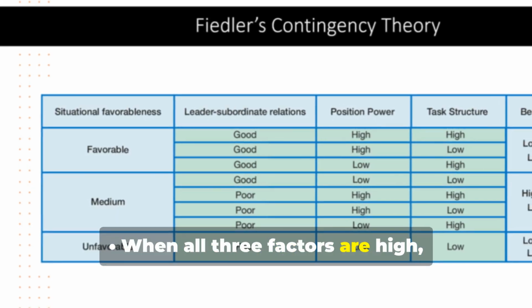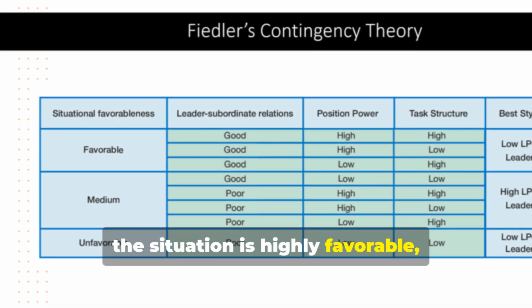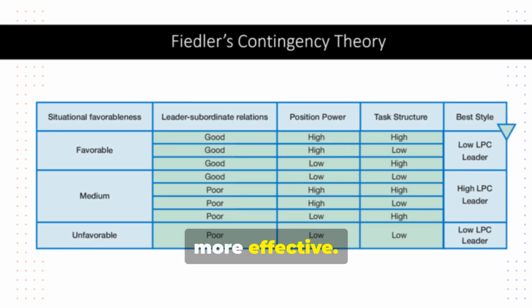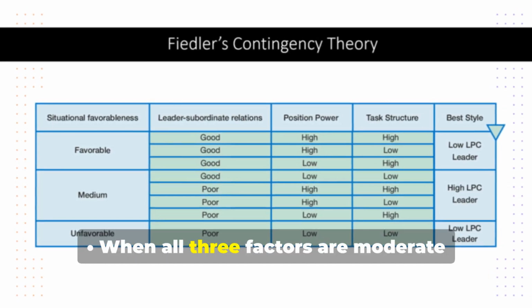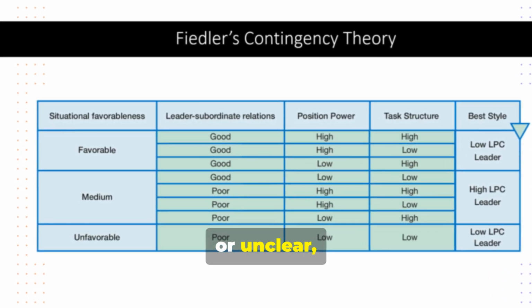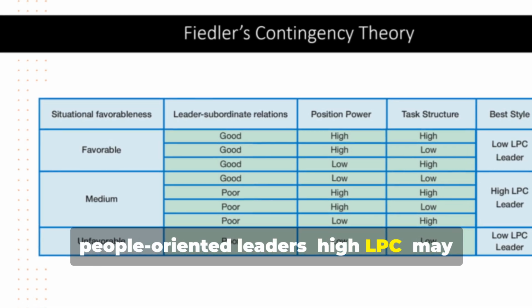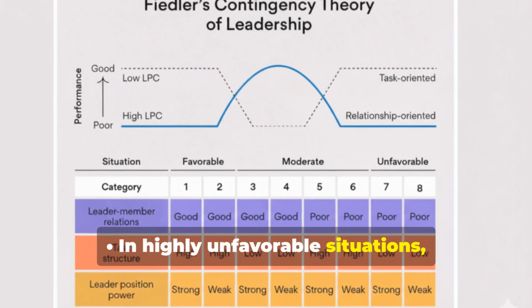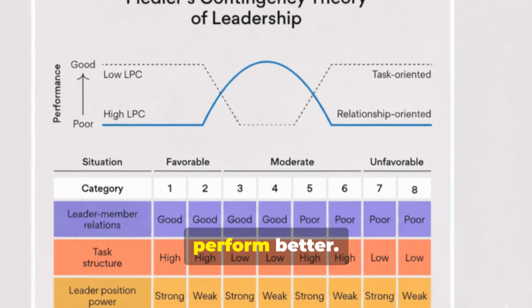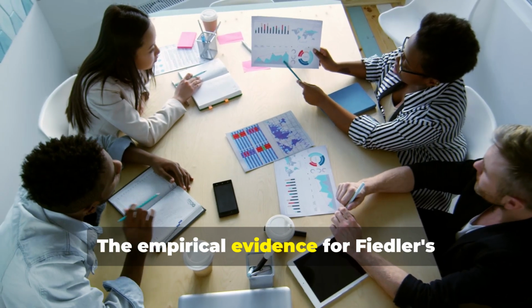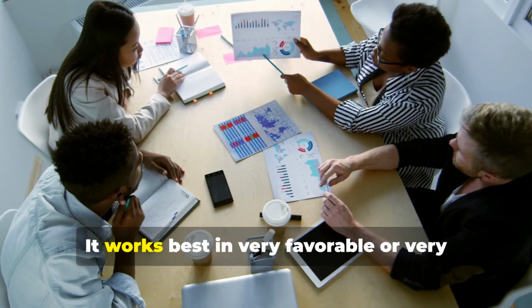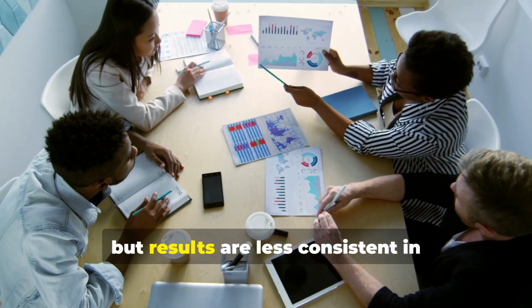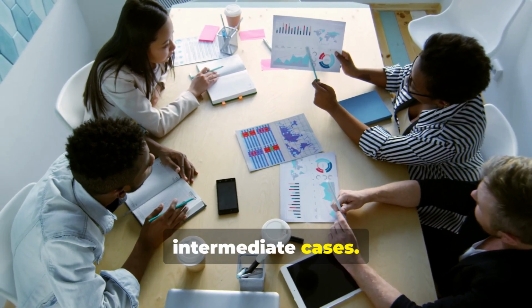When all 3 factors are high, the situation is highly favorable, and task-oriented leaders, low LPC, are more effective. When all 3 factors are moderate or unclear, people-oriented leaders, high LPC, may be a better fit. In highly unfavorable situations, task-oriented leaders again tend to perform better. The empirical evidence for Fiedler's model is mixed. It works best in very favorable or very unfavorable situations, but results are less consistent in intermediate cases.